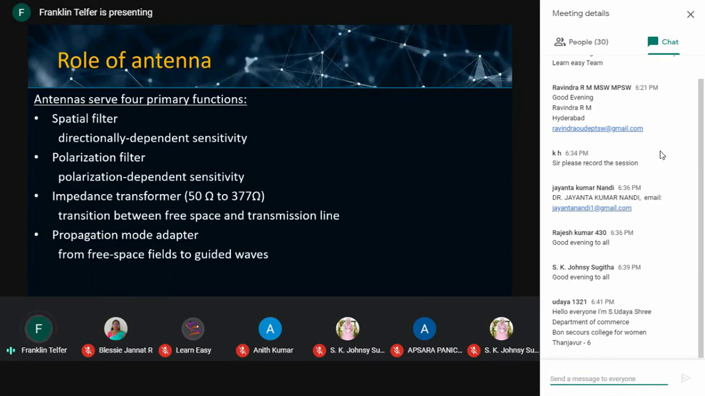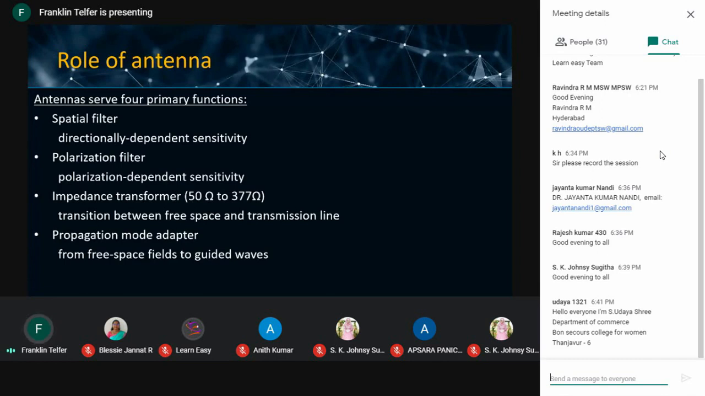So our ultimate aim as an antenna designer is that impedance matching is very important, and we should know where to transform our impedance. Sometimes our antenna may be designed for 50 ohms, but my coaxial cable or transmission line may be different, like 75 ohms. In between, you have to use a balun or some impedance transformer device to transform the 75 ohm to 50 ohm. Fourth one, propagation mode adapter.